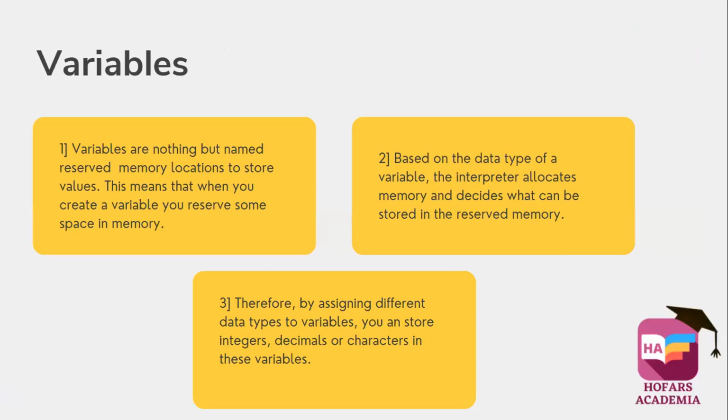So we will dive deeper into this. As I have explained what is programming and we have selected Python for doing it, the first important thing that we require is a variable. Variables are nothing but named reserved memory locations to store values. This means that when you create a variable, you reserve some space in memory. Based on the data type of the variable, the interpreter allocates memory and decides what can be stored in the reserved memory. Therefore, by assigning different data types to variables, you can store integers, decimals, or characters in them.